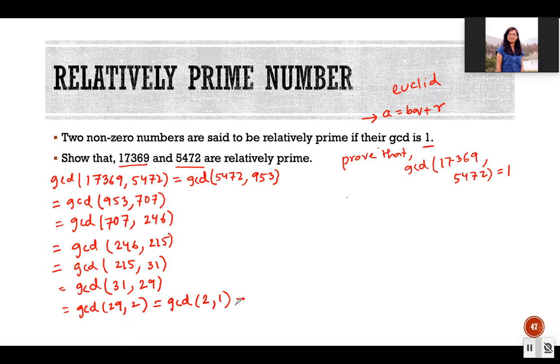Now this will be the same as GCD of 1 and 0, because if you divide 2 by 1, the remainder is 0. And now we got to this step, we know that GCD of any value and 0 is the same as this value, 1. And if the GCD of two numbers is 1, that means they are relatively prime.